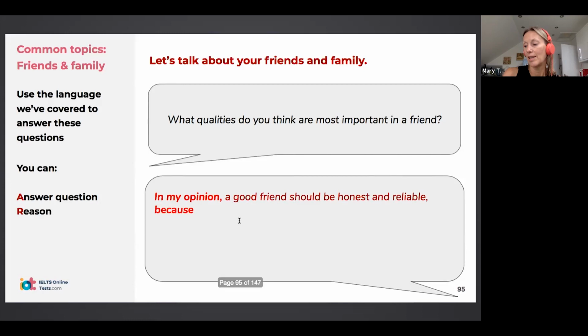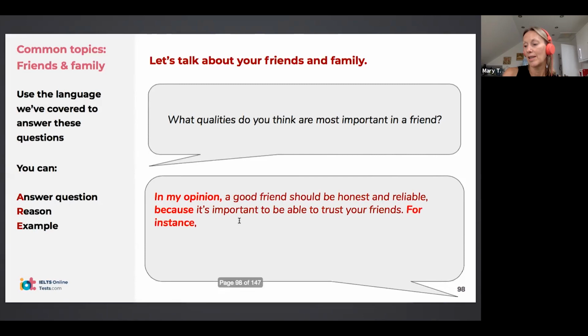Okay, and then a reason, because. Okay, why do you think? Yeah, to be frank is okay for the beginning. So why do you think a good friend should be honest and reliable? Yeah, it's to do with trust. That's right, Neo. Trust is required. Trustworthy. Yeah, something to do with trust. So it's important to be able to trust your friends.